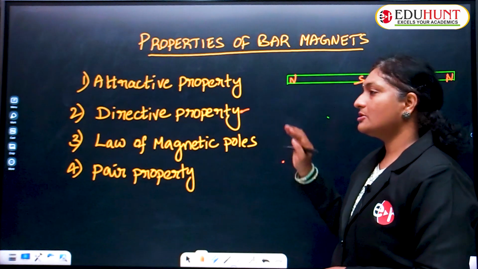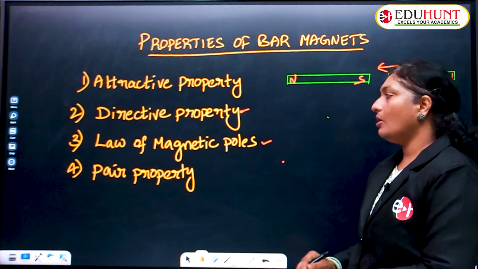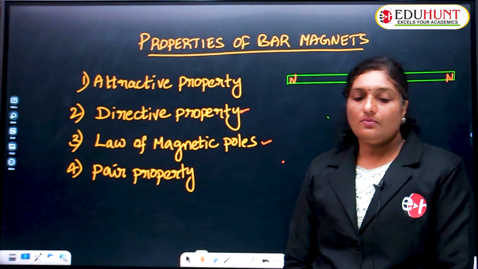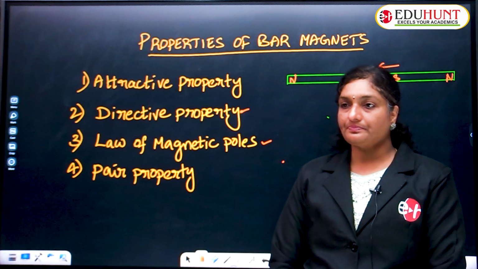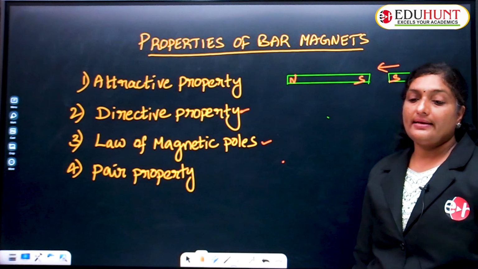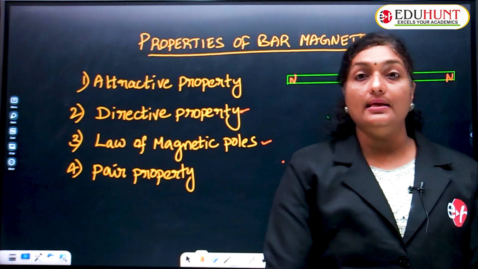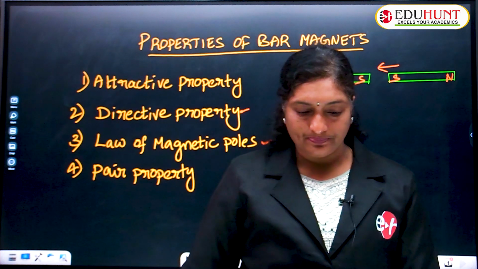Because this shows the north-south direction. So, moving to the law of magnetic poles. What are magnetic poles, children? As we have already said, every bar magnet has two poles. One is the north pole, the other is the south pole.